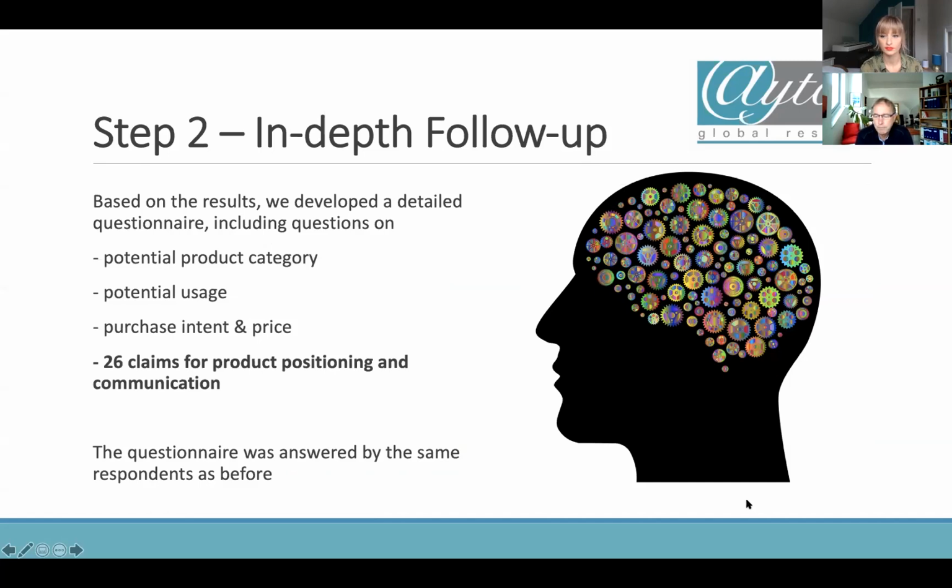We got a lot of feedback which we implemented and built into a very detailed follow-up questionnaire, where we first of all had potential product categories because the category was not quite clear. But now we had some hypotheses on what this could be. We asked them specifically how they would use it, also generally purchase intent and price. But most importantly, in this context, we had 26 different claims that we could in the end use to position the product and to communicate the advantages of the product.